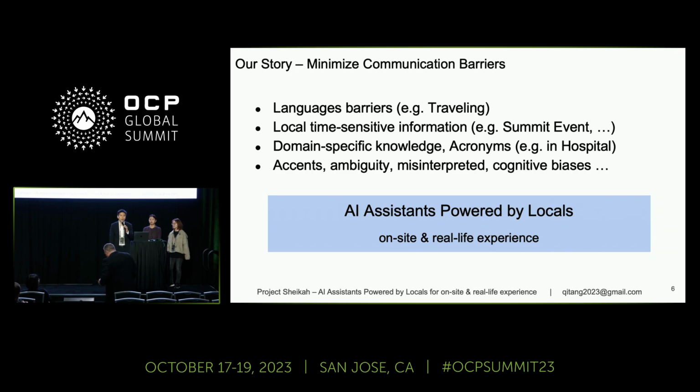The problem we are trying to solve is to really reduce the communication barriers for people in daily life. For example, if you're traveling into a foreign country and you don't speak the same language, that will be a big challenge. Or sometimes you go to a place where you really need local information that you don't have. For example, you're here in the San Jose Convention Center attending the OCP Summit.